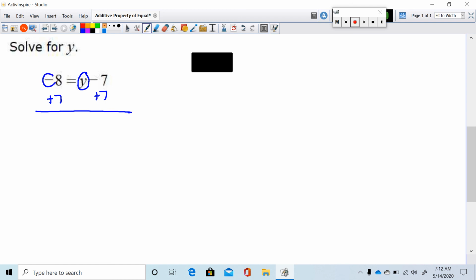On this one, the signs are different, so I'm going to find the difference. I'm going to subtract. So 8 take away 7 is 1. The 8 is larger, it's negative, that means you're going to have a negative 1. Bring down the equal, bring down the y, opposites cancel, and now y is by itself. So the answer is negative 1.